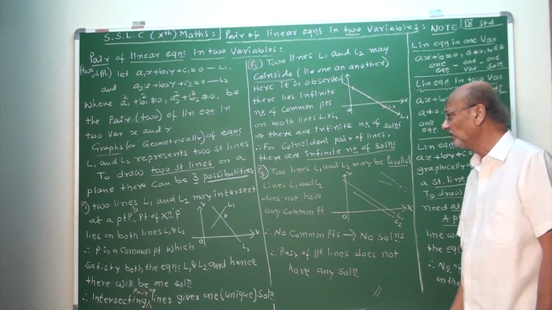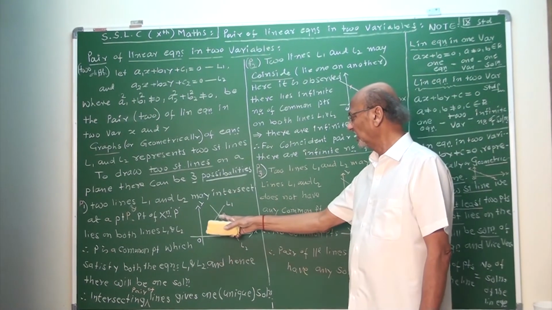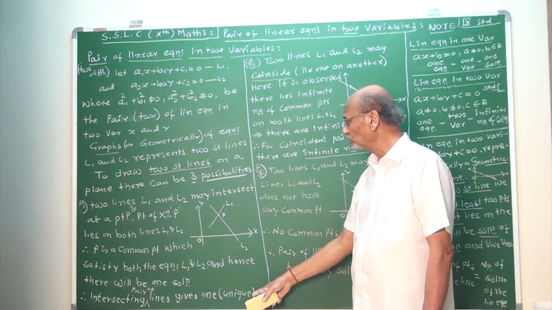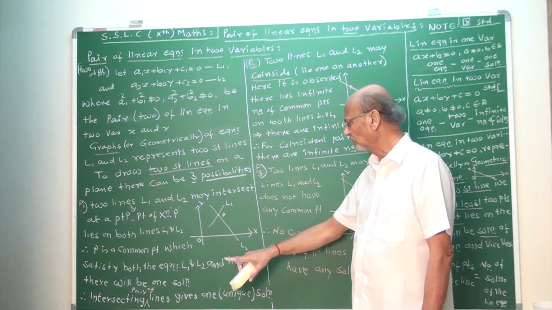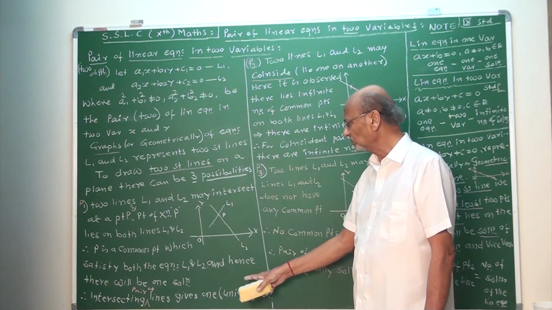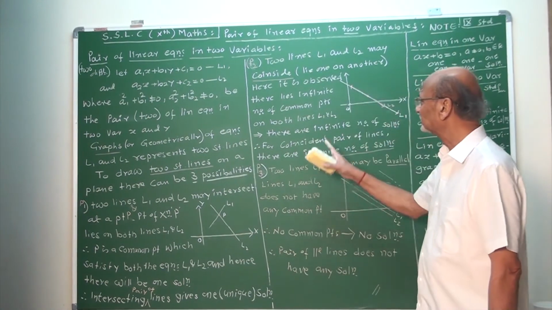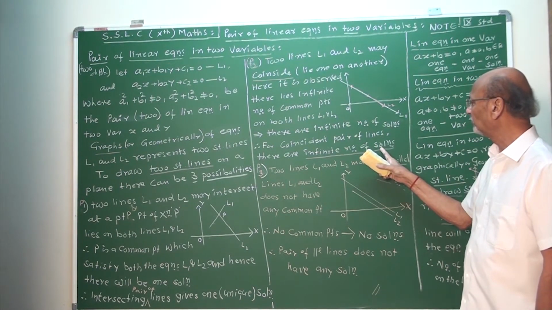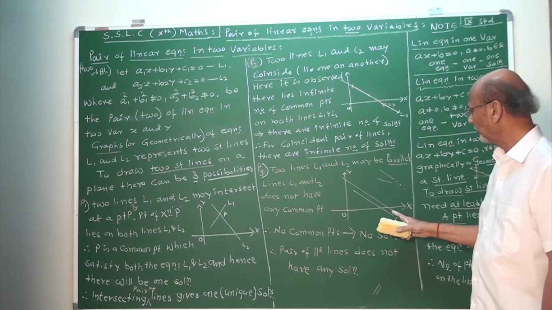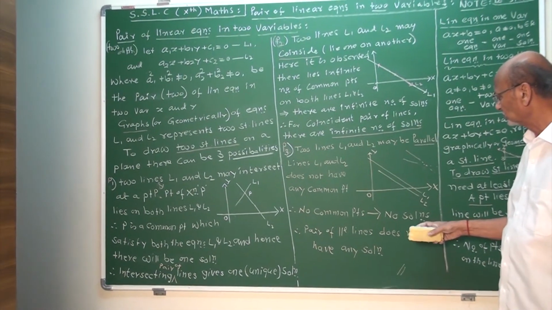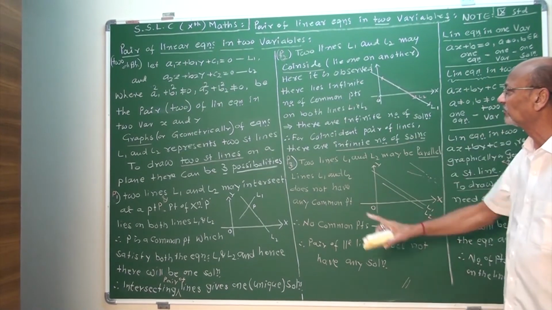What is P1, my friends? If the lines intersect at a point, there is one solution. Unique solution means they intersect at a point. The point of intersection, the common point, is the solution. Second, coincident lines: there will be an infinite number of solutions. Parallel lines: no common points, hence there is no solution. Remember, my friends.